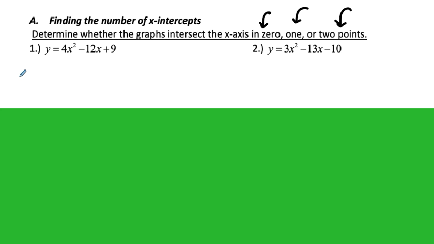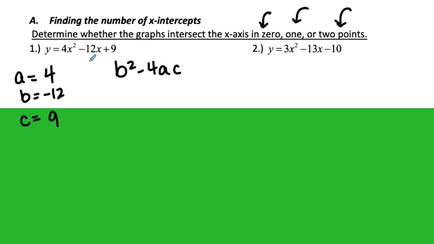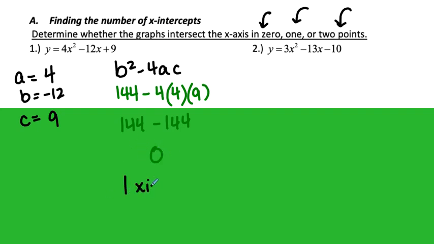All right, so I'm going to identify my A, my B, my C, and I'm going to plug it into the discriminant, b squared minus 4ac. So A is 4, B is negative 12, C is 9. All right, so negative 12 squared would give me 144, minus 4 times 4 times 9, which is 144. So that gives me 144 minus 144. So the discriminant is equal to 0. So that tells me it has one x-intercept. Okay, so it intersects the x-axis at one point.